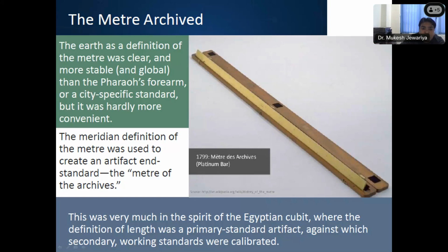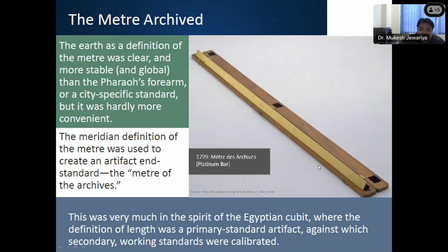Then the Paris city-based standard was just removed. They are not convenient. So the meridian definition of the meter was used to create an artifact end-to-end standard, and the meter of this archive. This was the meter end-to-end. From this end to this end, it was a meter. Now you see your legal metrology has the same kind of 1 meter end-to-end. You have some mark here. I will show you in the next slide. So based on this one, people defined the meter.